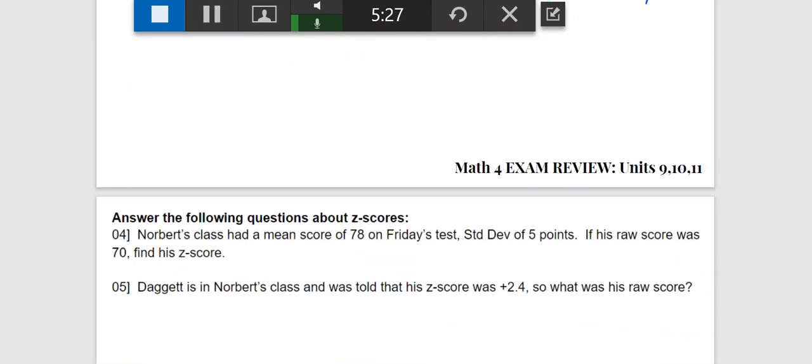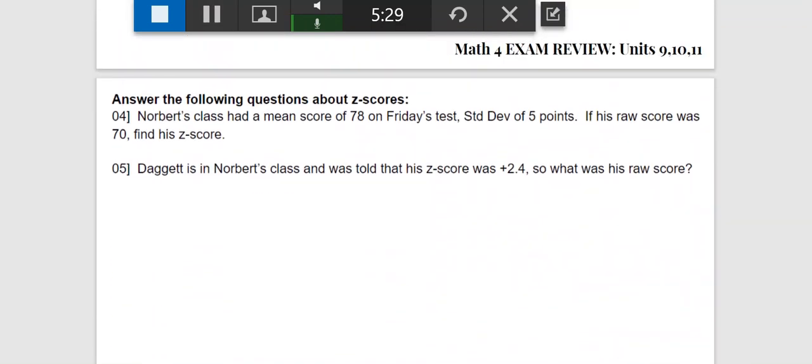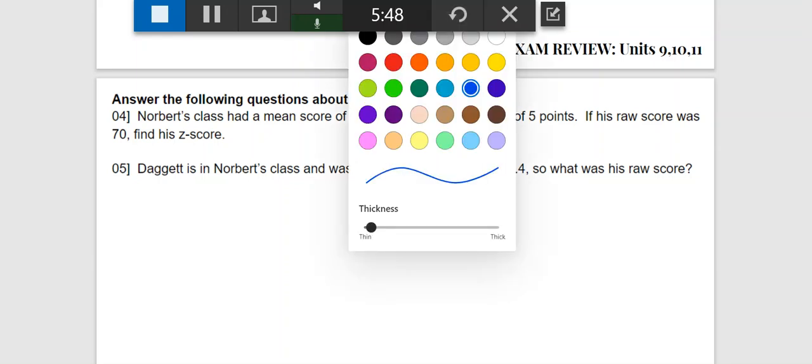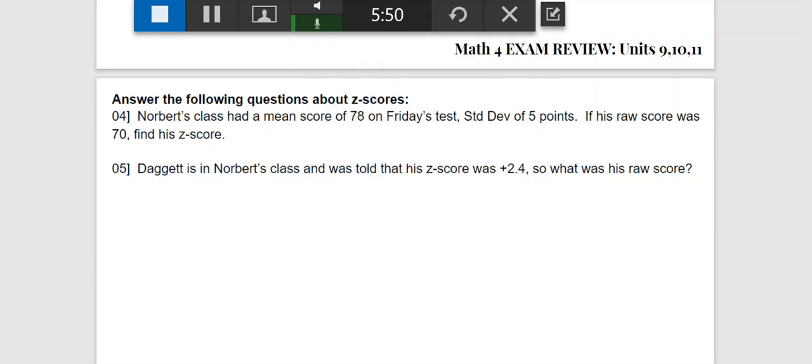All right, number next. Z-scores. This one is mean score of 78, standard deviation of 5. If his raw score was 70, find his Z-score. All right, your standard formula is Z equals X minus mean over standard deviation.